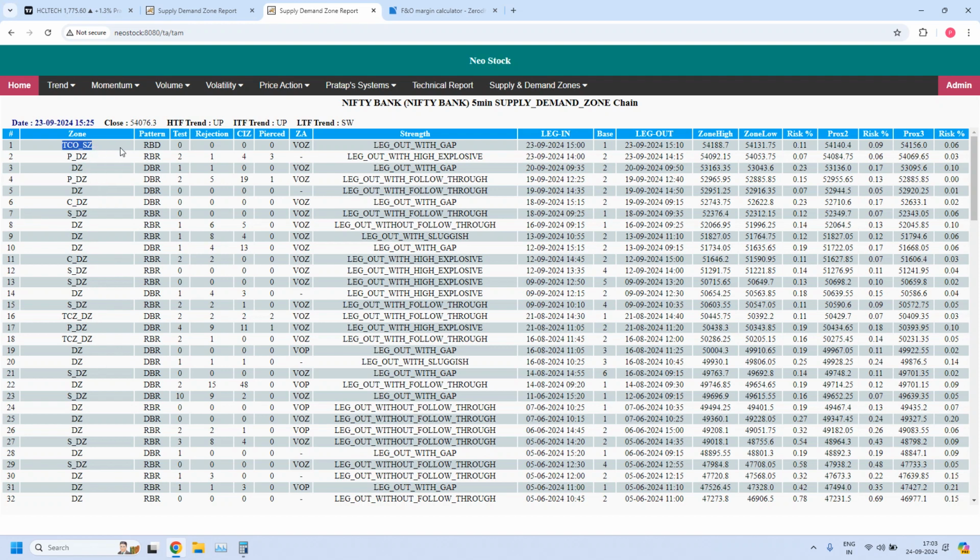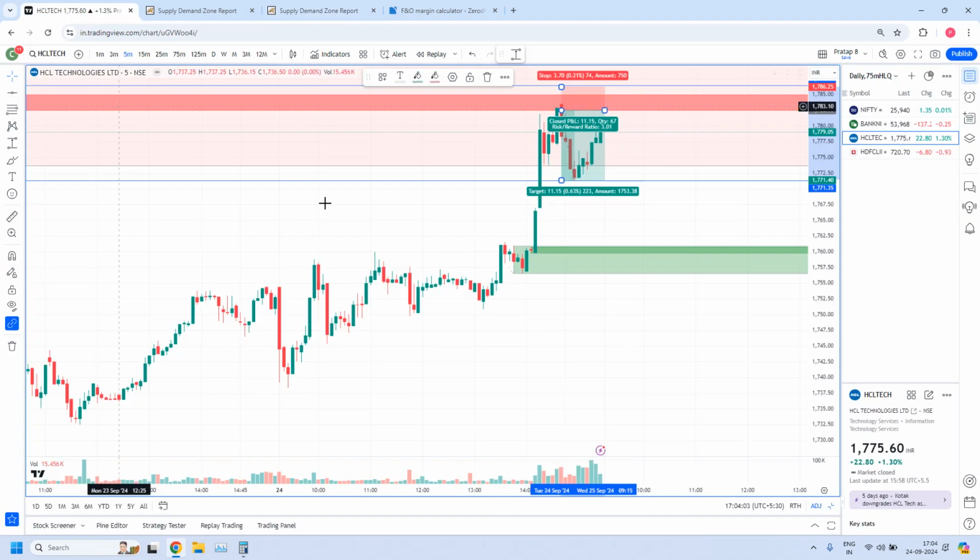Whichever high liquidity prices reached, there you would have taken a trade. Today we got 2 trades from this high liquidity zone for Bank Nifty. Those opportunities you should not miss. That is what I am telling you. Maybe you missed HCL Technology, but still Bank Nifty you would have captured those trades.